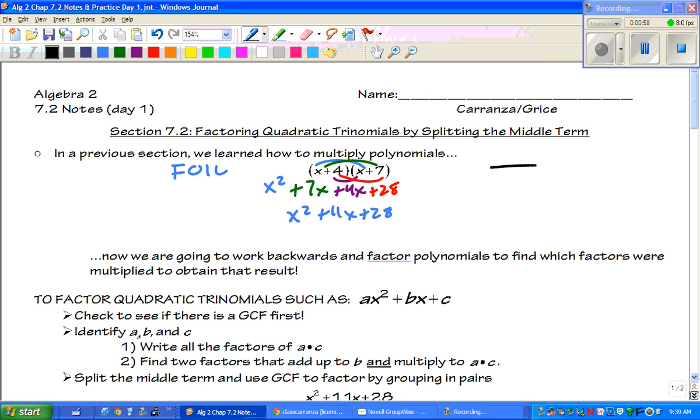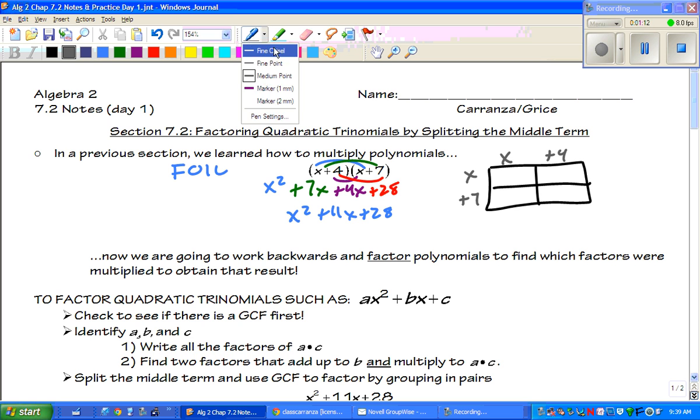Now the other method that we talked about was the box method. Since we have a binomial times a binomial, you put 1 on the top, 1 on the bottom, and then you just multiply inside the boxes. X times x is x squared. X times 4 is positive 4x. X times 7 is positive 7x. And then 4 times 7 is 28. Combine your like terms, and you get x squared plus 11x plus 28.